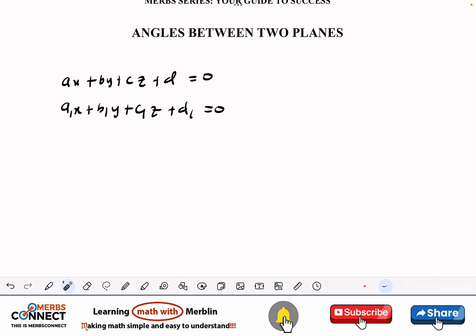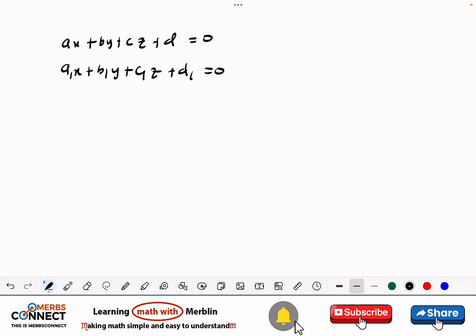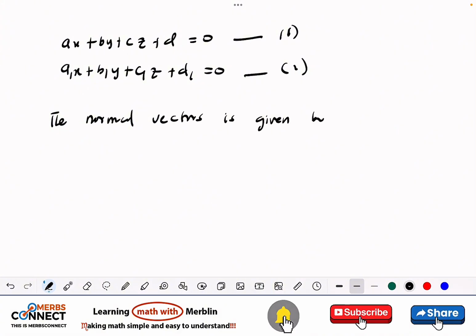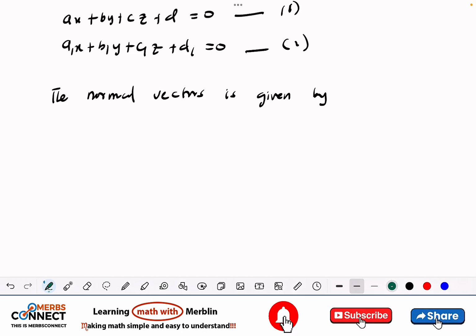So anytime we have planes, then what we need to do is we need to find their normals, right? The normal vectors, right? So whenever you have a plane and you want to convert it to a vector, we call it normal vector, right? So what we are going to do is we are going to convert these two planes, let me say equation 1 and equation 2, into normal vectors. So they are normal vectors. So the normal vectors is given by, so from A, let's assume that that one is n.